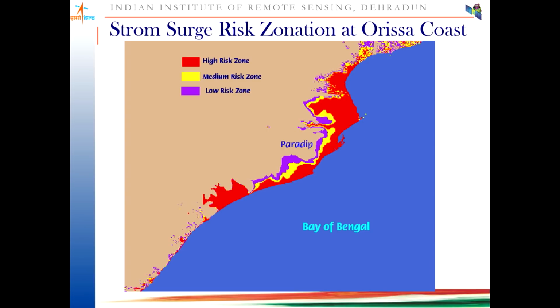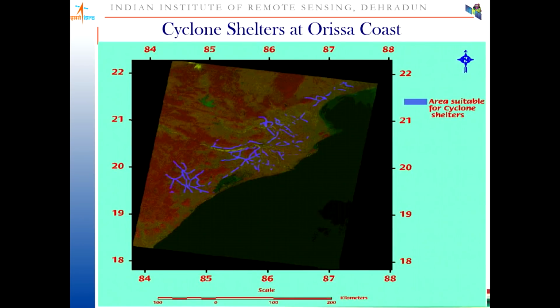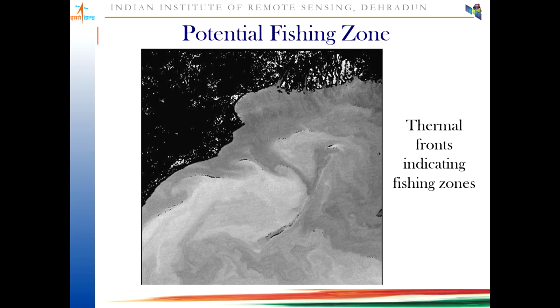And basically we try to find out, if there is a cyclone or storm surge, with a certain sea level rise, what areas are good for a cyclone shelter. So the region which will not be inundated, people can be evacuated and put in those places, like high altitude hospitals or school buildings and other places. So these are all the areas suitable for a cyclone shelter. We find out those regions which can act as cyclone centers in the Odisha coast.